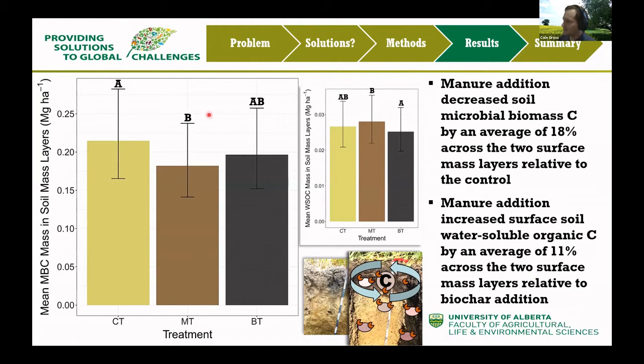Manure addition decreased soil microbial biomass carbon by an average of 18% across the two surface mass layers relative to the control in fall of 2020. Manure addition increased surface soil water-soluble organic carbon by an average of 11% across the two surface mass layers relative to biochar addition, again in fall of 2020.